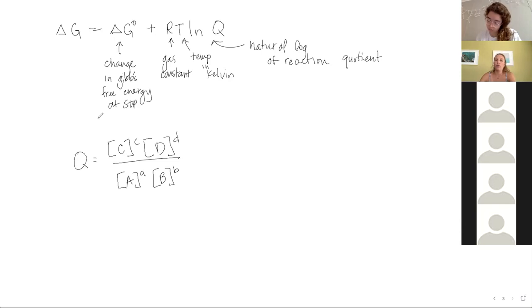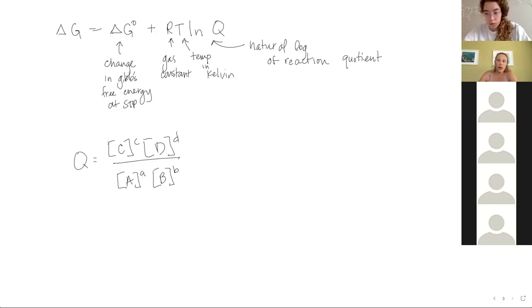So our reaction quotient is representing the same exact equation, but it's not occurring at equilibrium. So these concentrations are occurring at some point in the reaction that's not equilibrium.